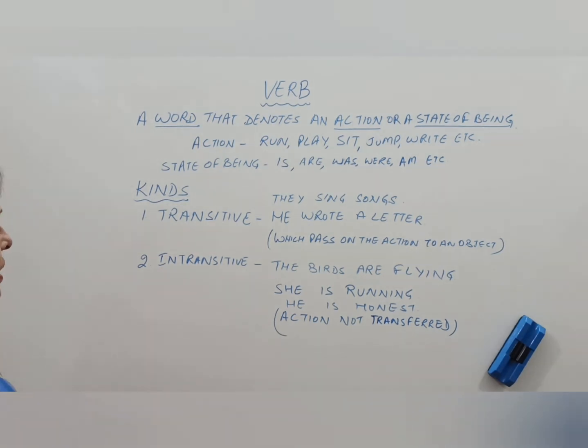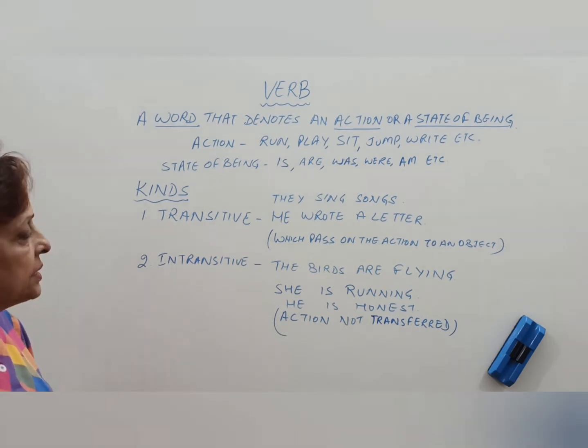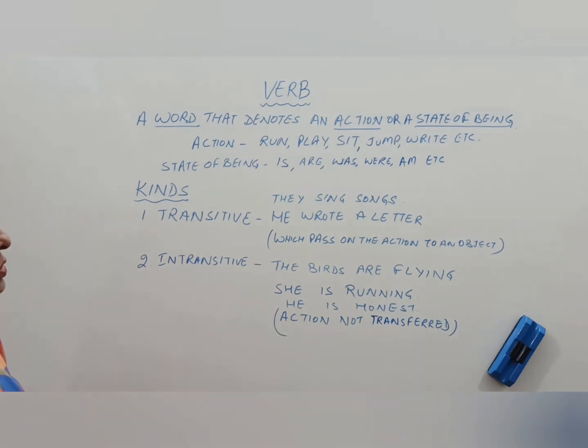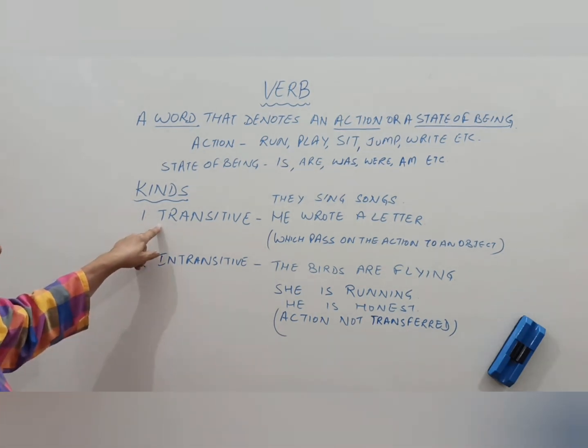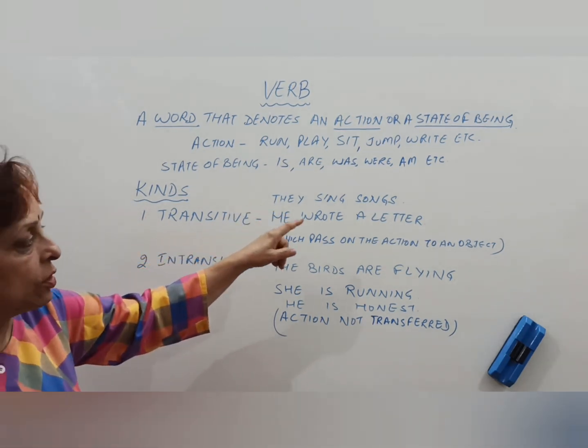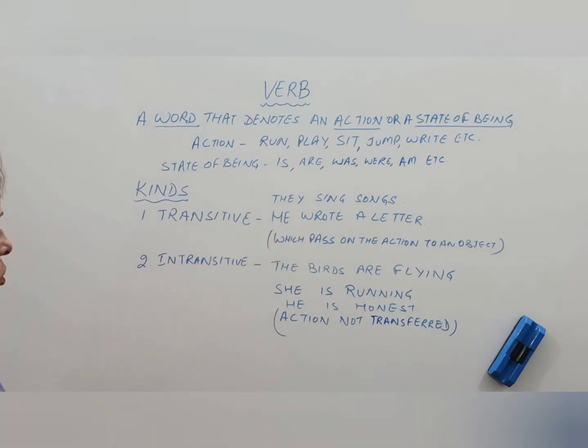So this is a transitive verb because the action is passed on to the object. And the next example is he wrote a letter. Letter is an object in this case. So the verbs which pass on the action to the object in the sentence are called transitive verbs.